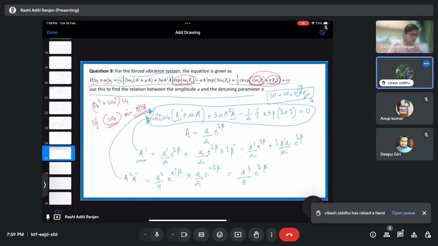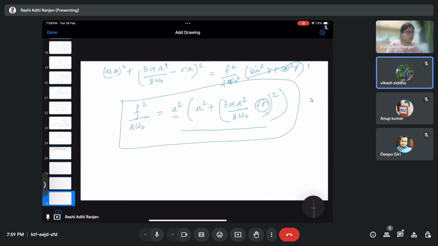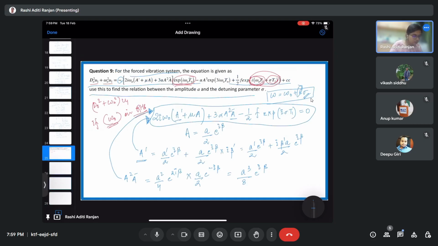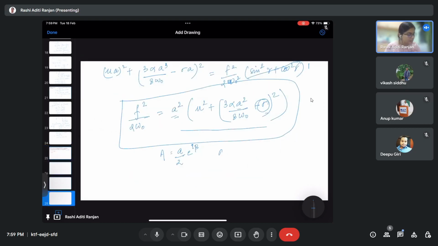Okay. See, I have considered a as a by 2 e to the power iota beta. This is what I have considered. And I consider that my a and beta are dependent on time. A and beta are dependent on time. So if I perform the differentiation a dash, what is it going to be? Okay, ma'am, it is clear now.